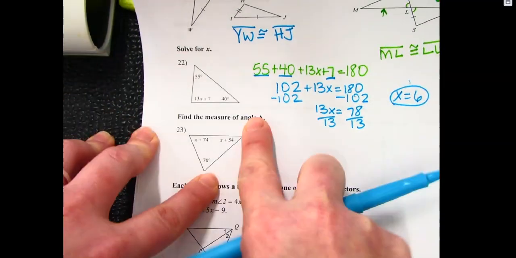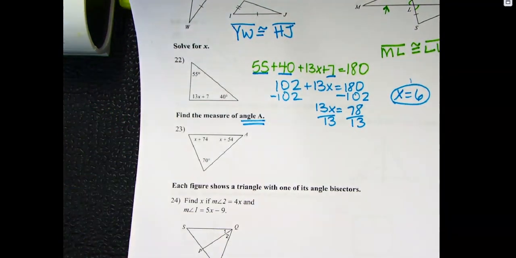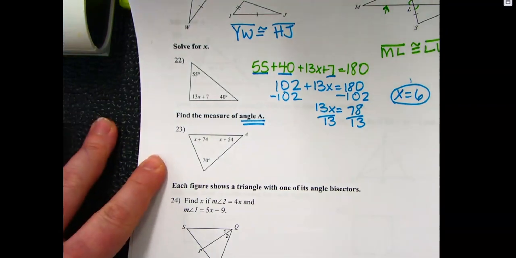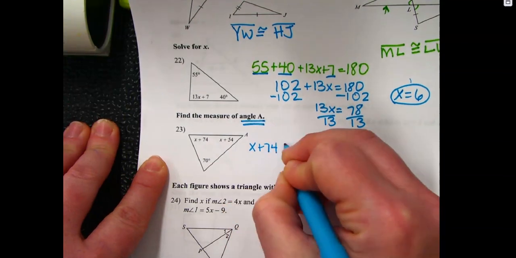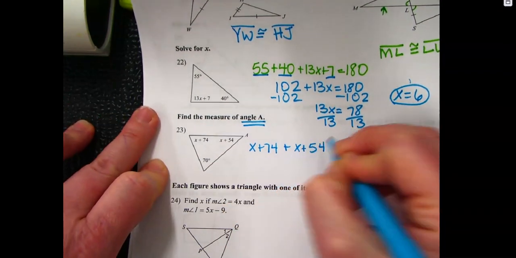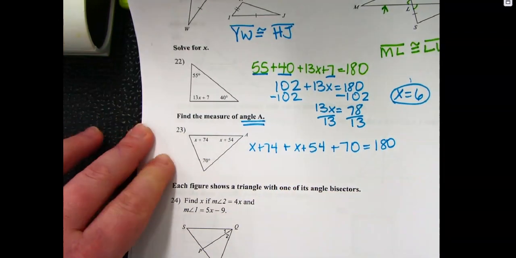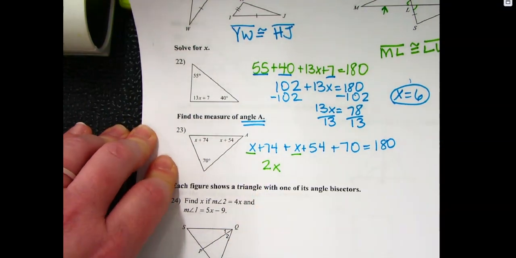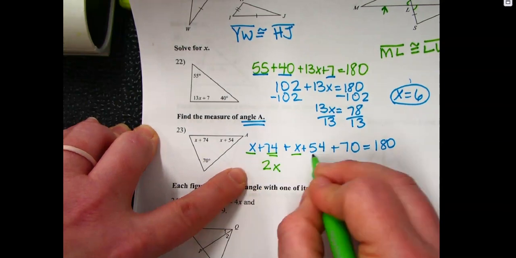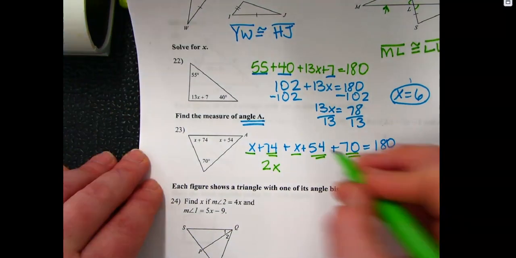For this one, they actually want you to find angle A. So we can't just find x. We have to find angle A, but that's okay. The process is still the same. So we know x plus 74 plus x plus 54 plus 70 is going to equal 180. That hasn't changed. Now I'm going to combine my x's. That gives me 2x because there are 2 of them. Then we have 74, 54, and 70. So 74 plus 54 plus 70 equals 198.